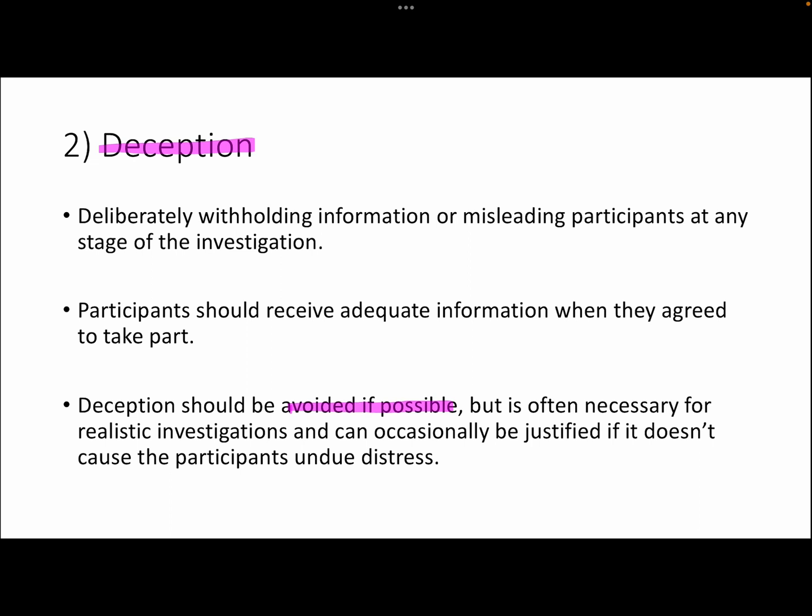Sometimes withholding information isn't going to cause them any distress. For example, if we give our participant a cup of coffee and then test their reaction time, it might not be necessary to tell them that there was a condition next door that didn't receive any caffeine. That's unlikely to affect their behavior. It's unlikely to make them upset or anxious. So it's kind of fine. But of course, this is what an ethics committee would decide when performing their cost-benefit analysis.